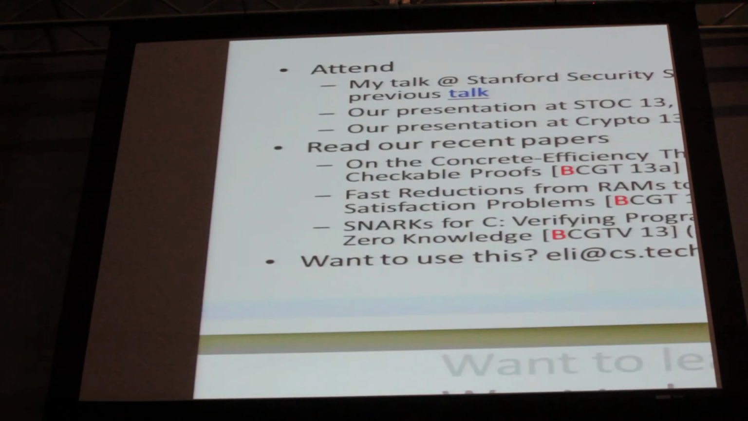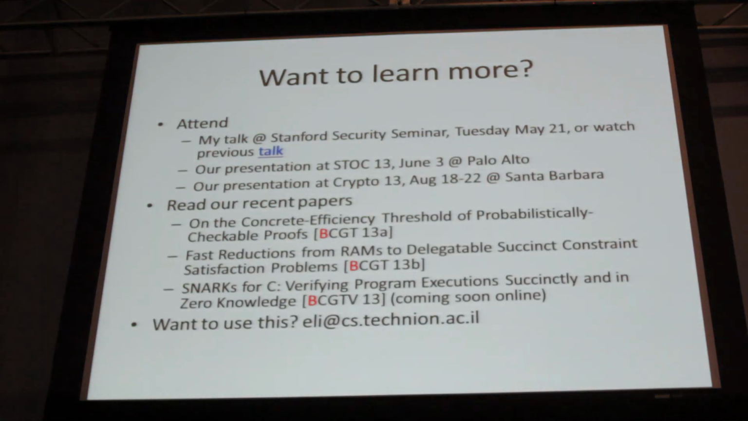So if you want to learn more, first of all, on Tuesday, 2 days from now, at 4:30, I'm giving a talk at the Stanford Security Seminar that will be a little bit more technical, a little bit more about how we do the theory. You could also watch my previous talk. I'll put these slides that will have the hyperlinks into this talk that I gave at Stanford, again, with pretty much the same ideas, going a little bit more under the hood.